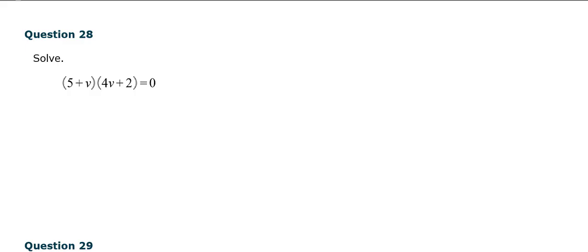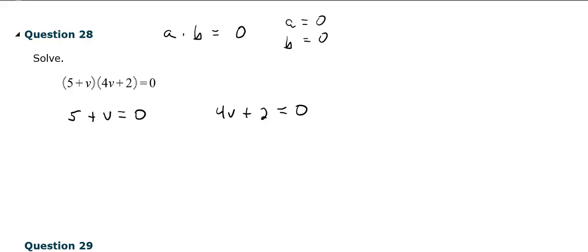Solve the quantity 5 plus v times the quantity 4v plus 2 equals 0. So we use something that's called the zero product rule to help us solve. The zero product rule states that when we're multiplying two values together and the answer is 0, one of these two has to be 0, either A or B. So the way we finish solving this particular problem, since it's already factored, we take each factor and set it to 0 and solve.